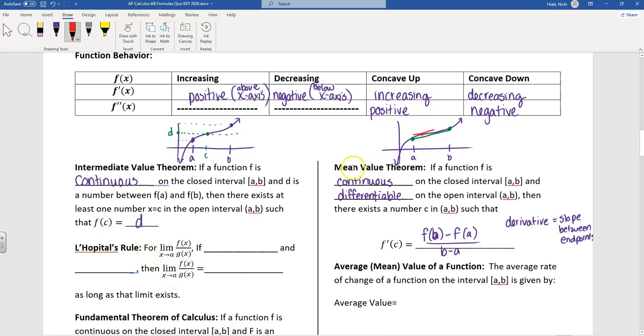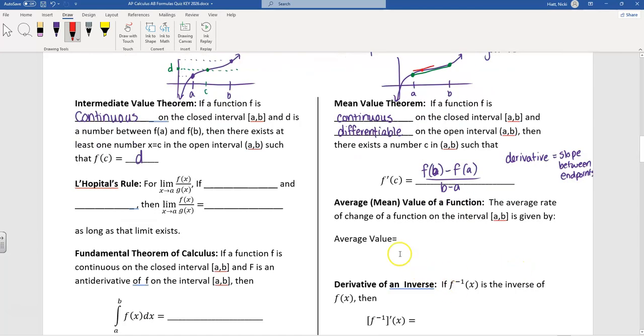Okay. Mean value theorem is derivative equals slope between endpoints. It is different than whenever they ask you about the average value of a function. The average value of a function, they could ask for the mean value of a function. Average and mean are interchangeable words, right? I'm hoping they don't, because mean value makes you go mean value theorem immediately.